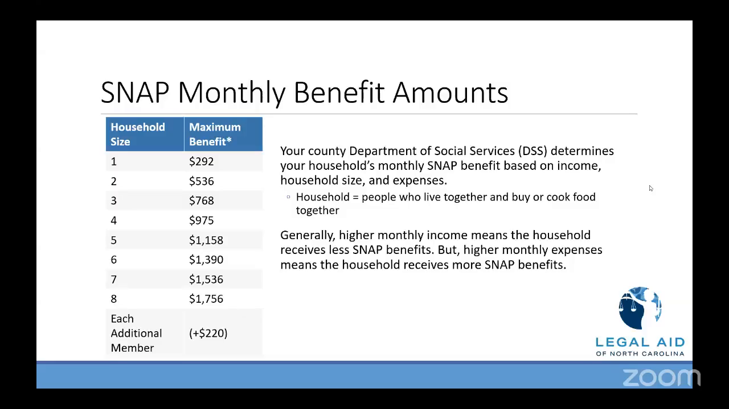They'll use a formula to determine exactly how much your household is eligible for in SNAP. And when I say household, that generally means people who live together and buy or cook food together. Higher monthly income means the household receives less SNAP benefits. But if that household has higher monthly expenses that DSS considers, they may be eligible to receive more SNAP benefits because their expenses are so high. Again, though, up to that maximum amount by household size.